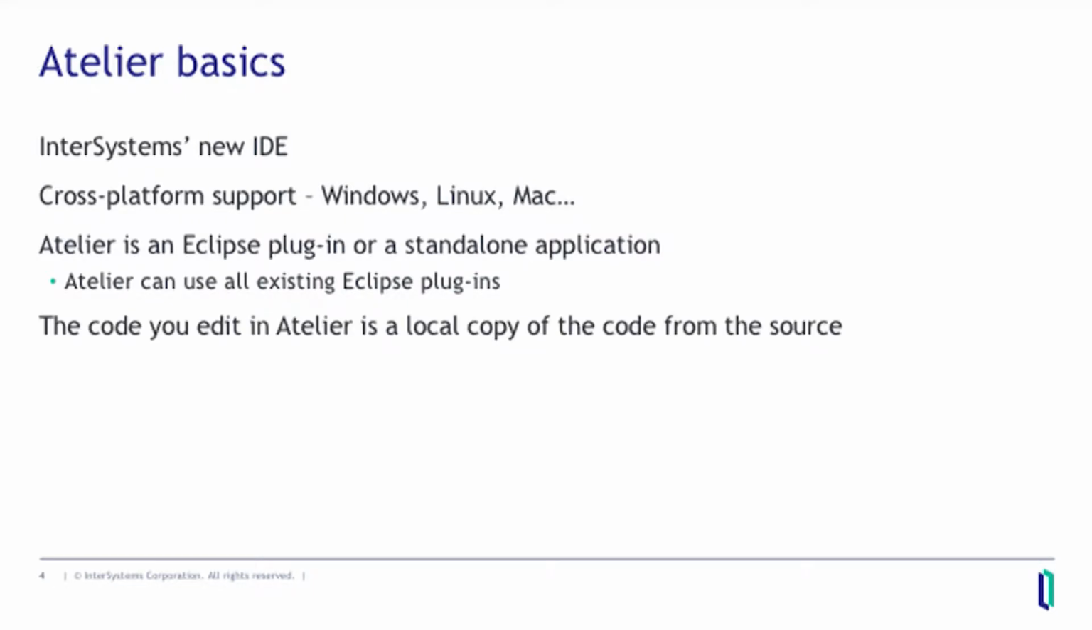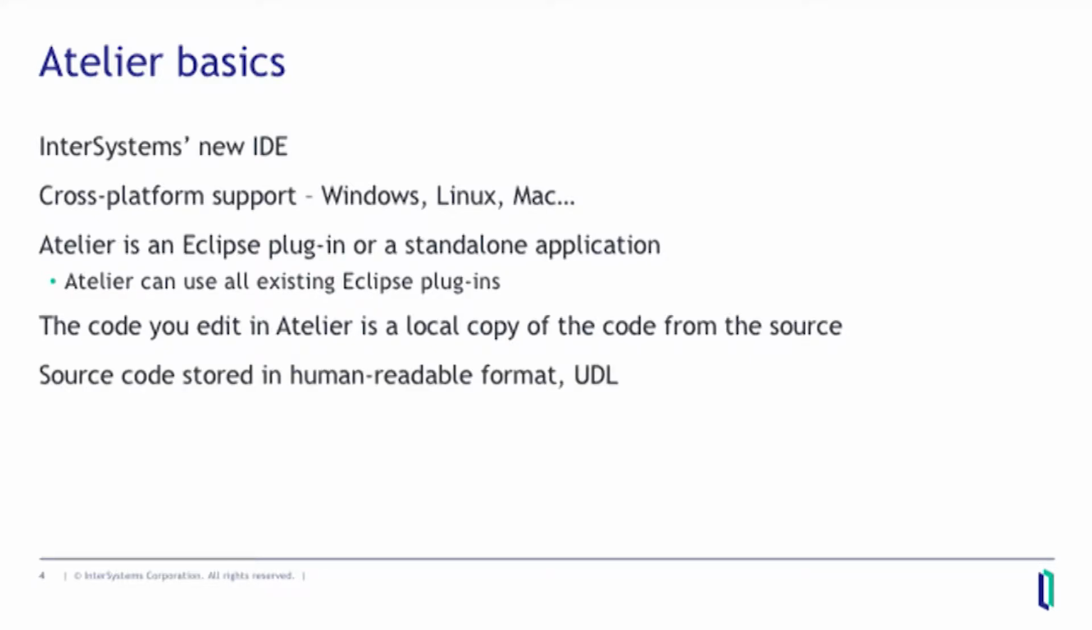There are a few big differences between Atelier and our previous development environment, Studio, still kind of our current development environment. The big difference here is that the code that you're working with when you're using Atelier is a local copy of the code from source. So in Studio, you're working directly with the server version of your code, but in Atelier, you're copying from the server or from source control into a local project on your local file system, and that's the code that you're actually working with.